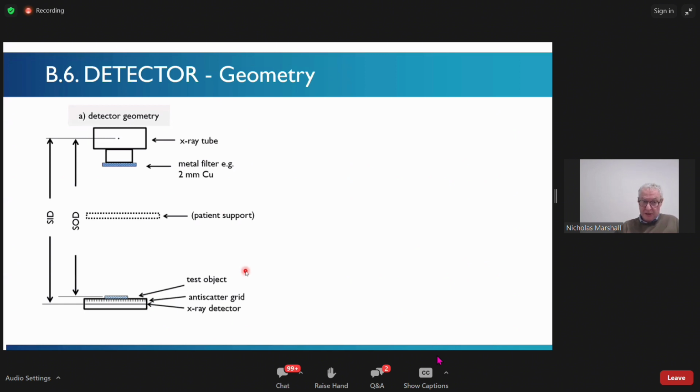You need a nice clean geometry for this. There's a metal filter, like an RQA filter, or 2 millimetres of copper, or 1 millimetre of copper, or something like that, because they had the detector. And then you can also do electron if you want.